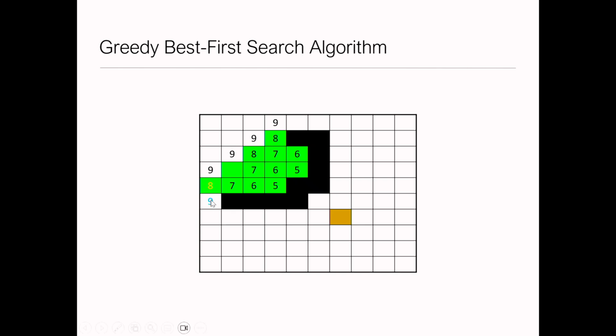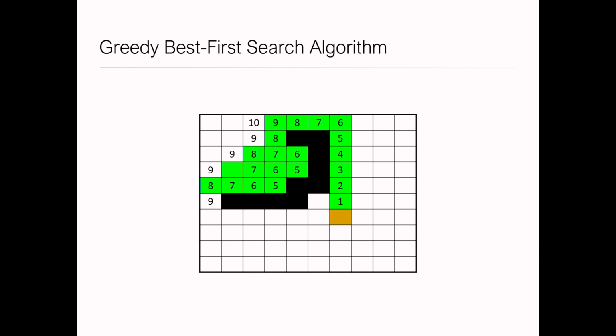And now I've got four 9s and a 9. So pick any one of them and expand. Right? There's a 10, there's an 8, there's a 9, so obviously I'm going to expand the 8, and now it finds a path out. Right? And so here we've got everything shown in green. That's all of the squares that were evaluated to get to the goal location.